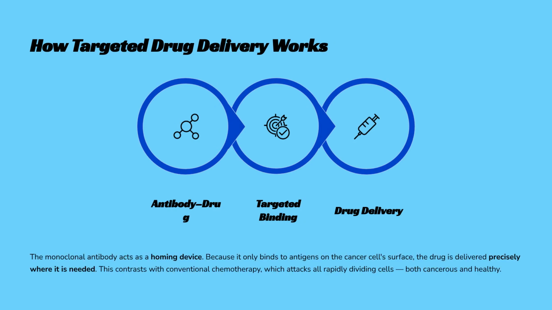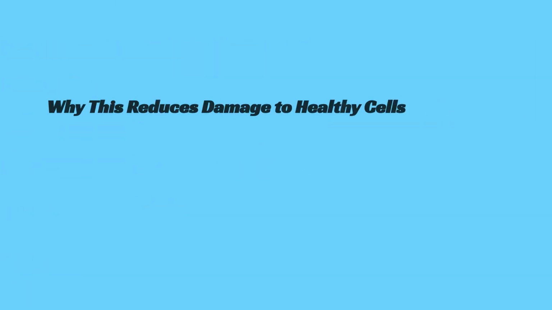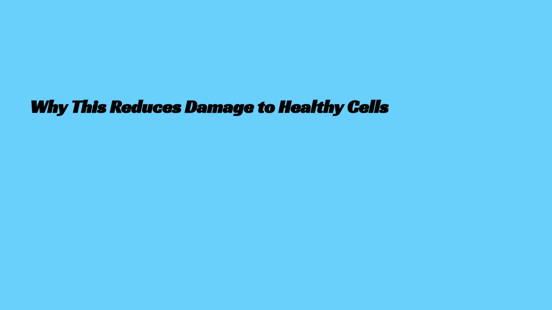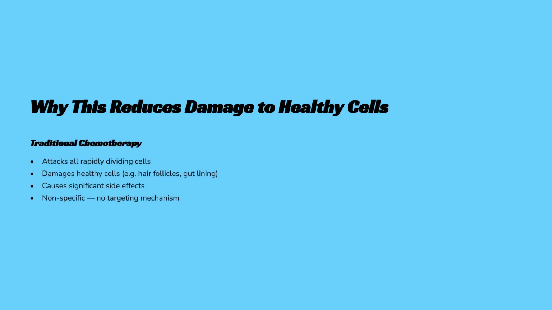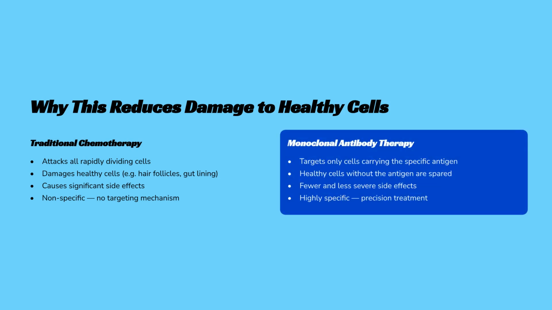The antibody acts as a homing device. Since it only binds to antigens on the target cell, the medicine is delivered precisely where it's needed, minimizing the damage caused by systemic treatments like chemotherapy. This targeted approach is a major improvement over traditional chemotherapy, which affects all rapidly dividing cells. By specifically attacking cancer cells, monoclonal antibody therapy results in fewer, less severe side effects for patients.